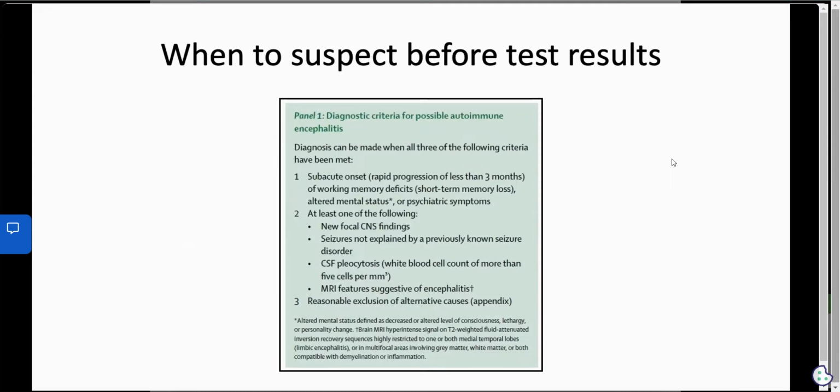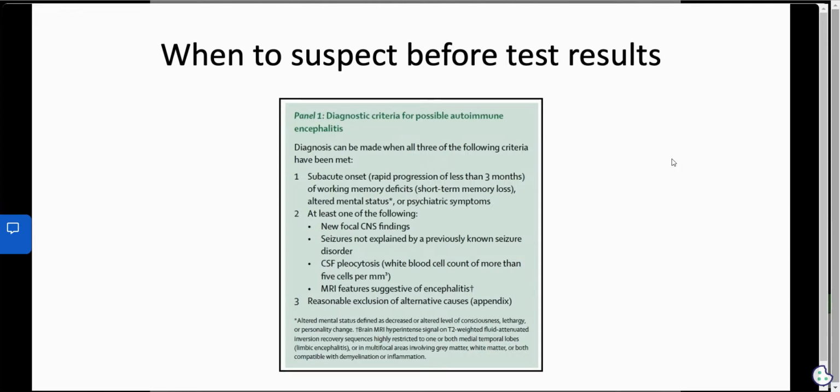So when faced with a patient in the emergency room where you have your history, you have your physical exam, and you may have some additional tests, but you don't yet have the antibody results, when can we suspect the diagnosis? This is a landmark paper in the field from 2016, the Graus et al. criteria, which recommend trying to make a diagnosis of at least possible autoimmune encephalitis even before antibody results are available. And our patient meets these criteria.